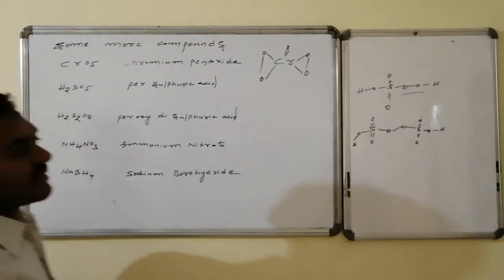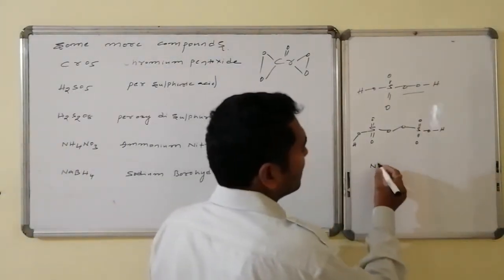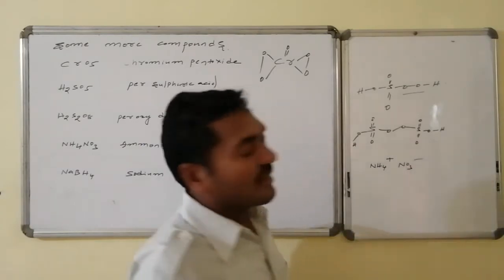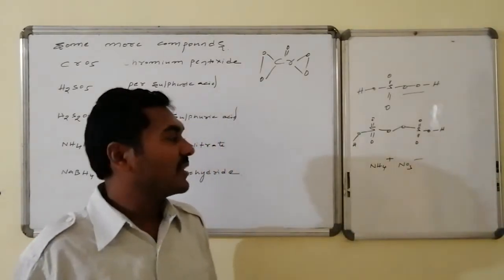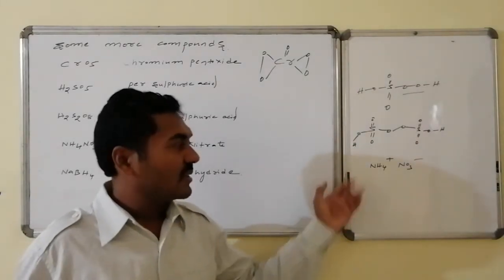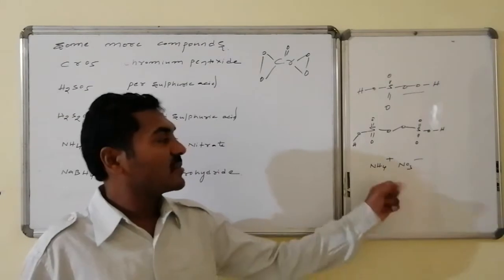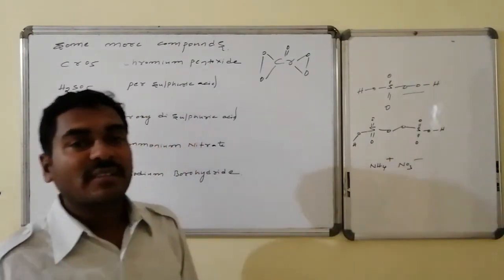And now ammonium nitrate. The structure of ammonium nitrate is ammonium in the form of cation and nitrate in the form of anion. Ammonium nitrate oxidation numbers: here the nitrogen is -3, every hydrogen is +1, and here nitrogen is showing +5 and every oxygen is showing -2.